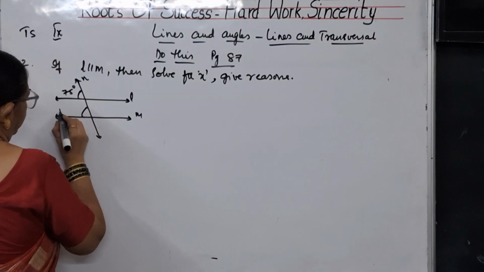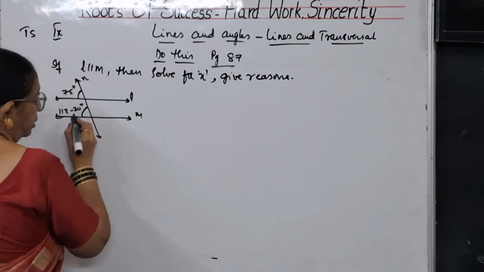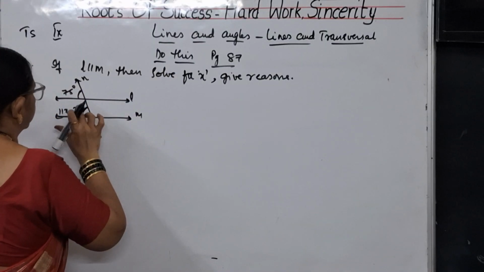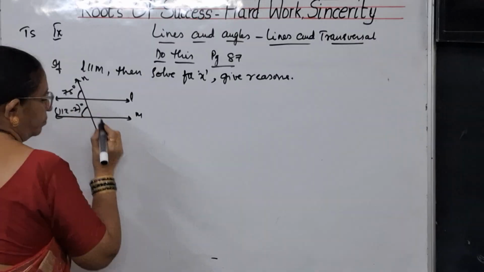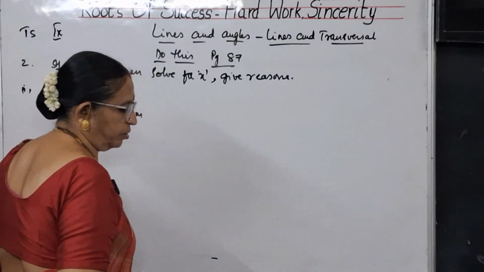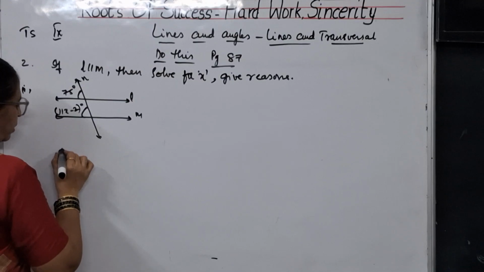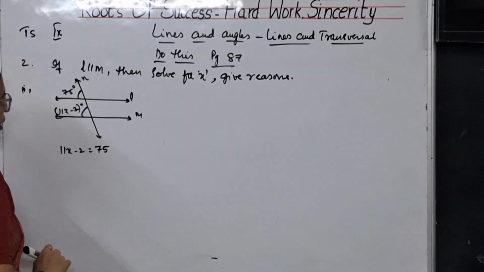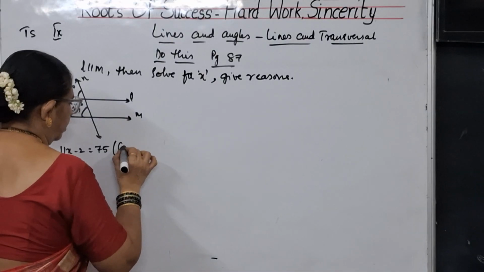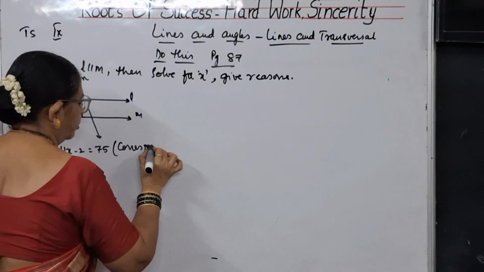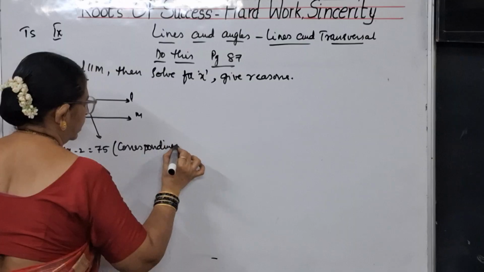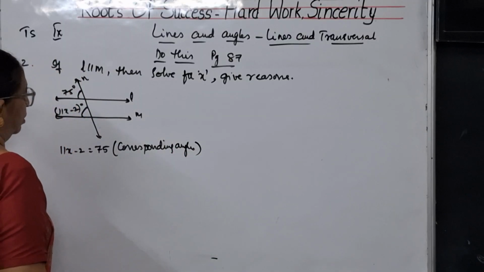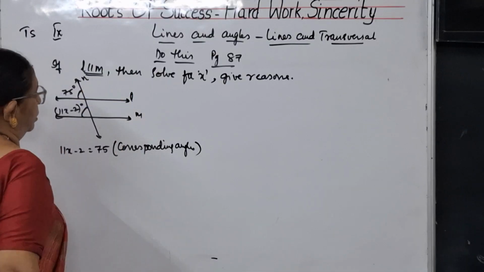Here 11x minus 2 degrees. We know that 11x minus 2 is equal to 75. Why is it? They are corresponding angles. So always corresponding angles are equal because they said L is parallel to M.